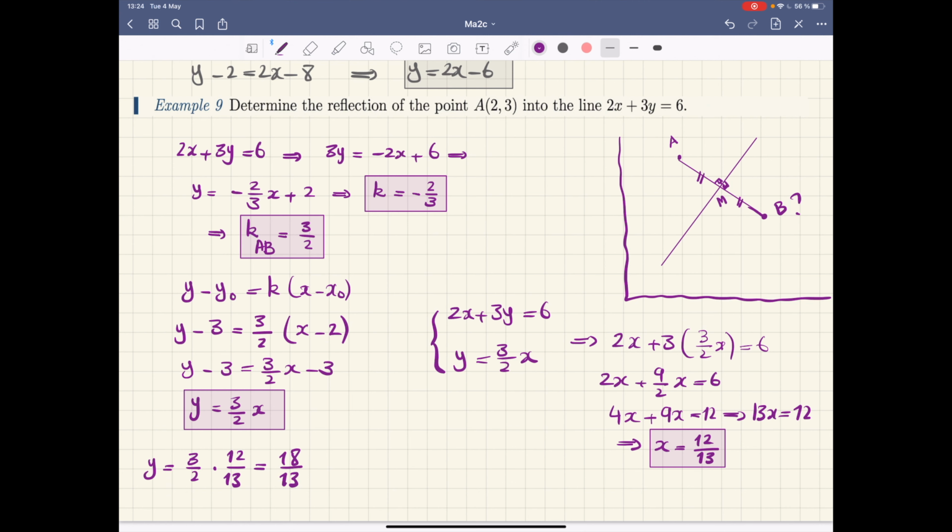Yes? And then it means that if I ask you what is the m coordinate, what is the m coordinate? It is 12 over 13, 18 over 13. Okay, now can you do the algebra? But still the problem is missing. I need the coordinates of B. I found the coordinates of M, which is the middle point. I know the coordinates of A, but the coordinates of what I want is still missing.